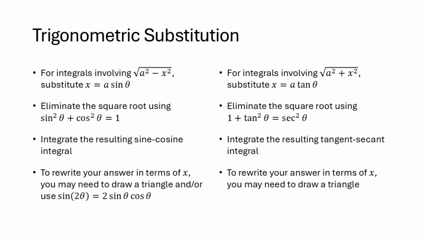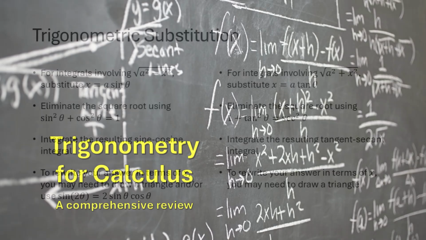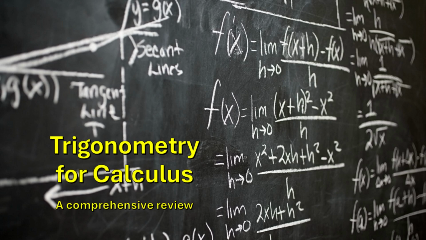If we have integrals involving a squared plus x squared, then we're going to substitute x equals a tangent theta. That will give us an integral involving tangents and secants, and we'll evaluate that using the techniques that we talked about earlier. And then finally, again, if we want to rewrite our answer in terms of x, we may need to draw a triangle.